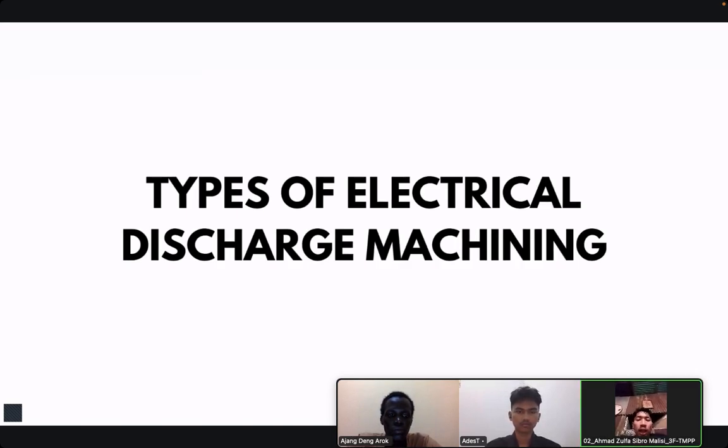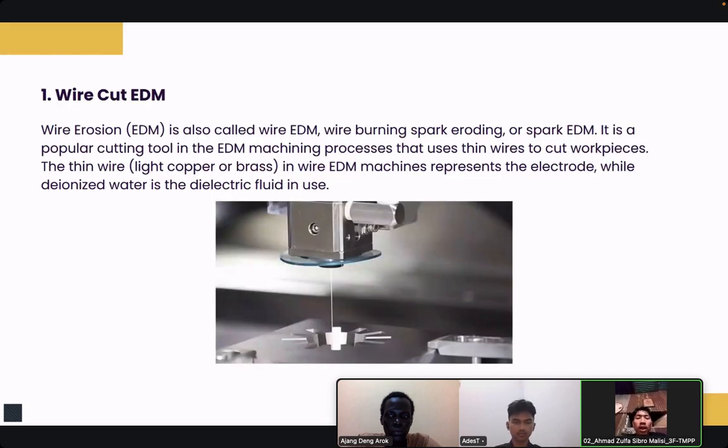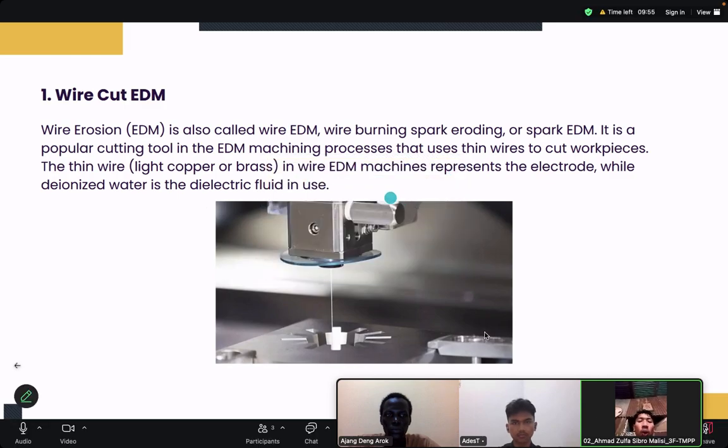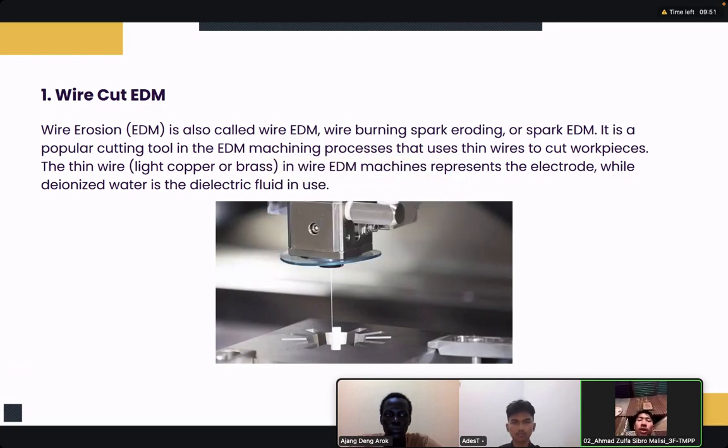And there are types of electrical discharge machining. Number one is wire cut EDM. Wire erosion is also called wire EDM, or spark eroding. It is a popular cutting tool in the EDM machining processes that uses thin wires to cut the workpiece. The thin wire in wire EDM machines represents the electrode, while the deionized water is the dielectric in use.